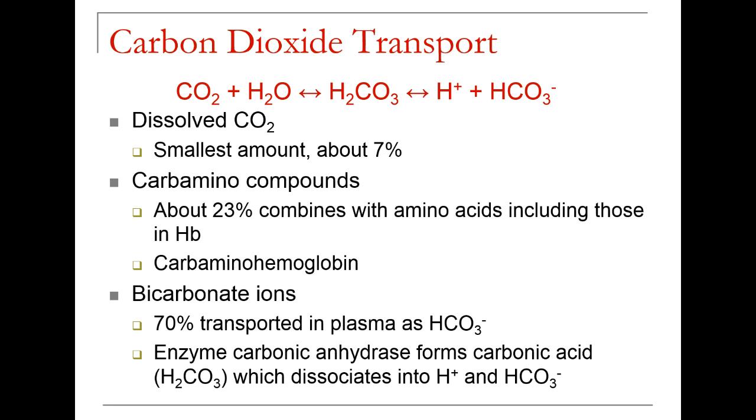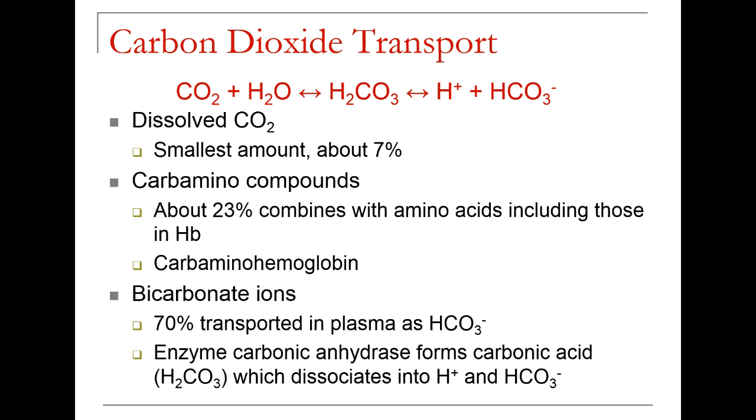We previously saw that there were two ways that oxygen is transported in the blood. Oxygen could be dissolved in the blood plasma at a very low percent, 1.5%. The majority of oxygen is transported in the hemoglobin of the red blood cell, 98.5%. Carbon dioxide is transported in three ways through the blood. It is dissolved within the blood plasma, that's the smallest amount, about 7%, still significantly higher than in the oxygen.